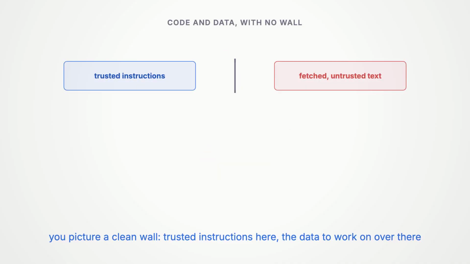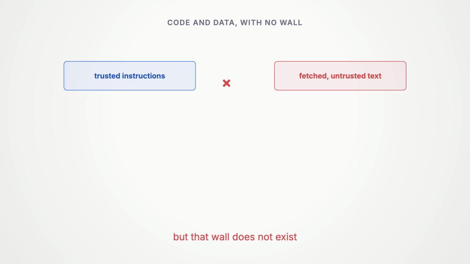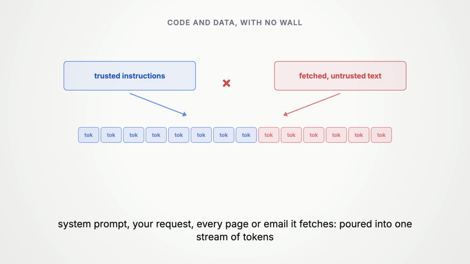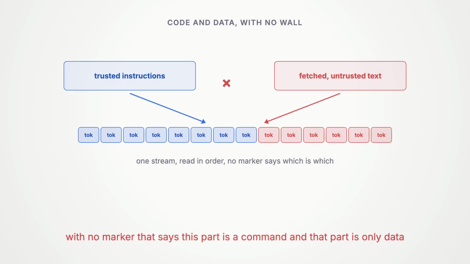To see why, look at how the model actually receives its job. You picture a clean separation. Here are my trusted instructions, over here is the data to work on. But that wall does not exist. The system prompt, your request, and every web page, email, or document the model fetches all get poured into one single stream of tokens, one after another, with no marker that says this part is a command and that part is only data. It is all just text, read in order.